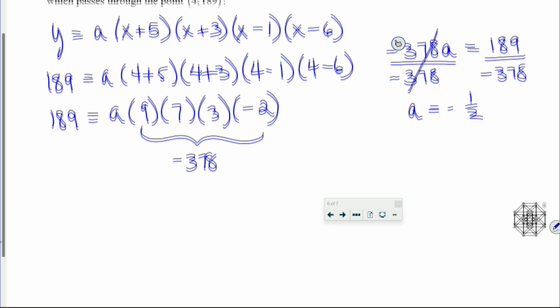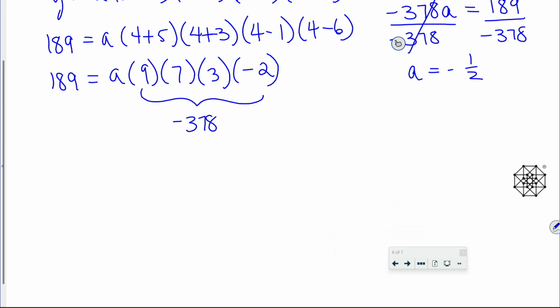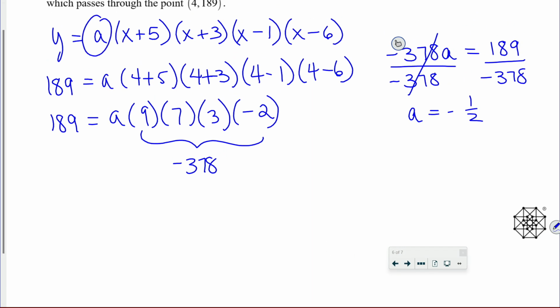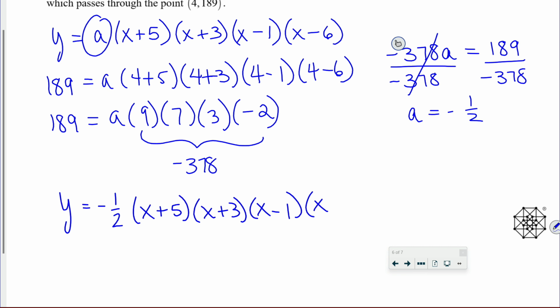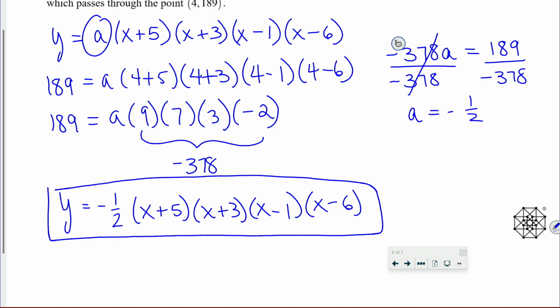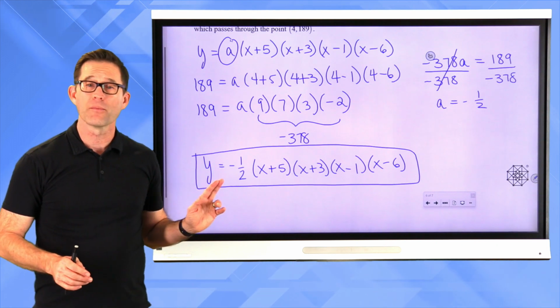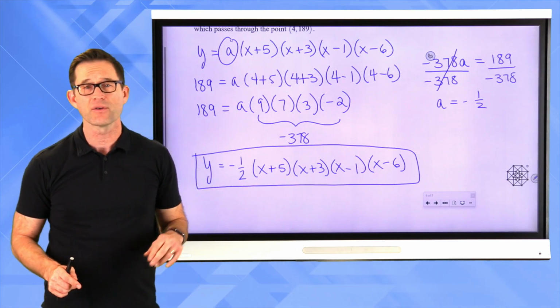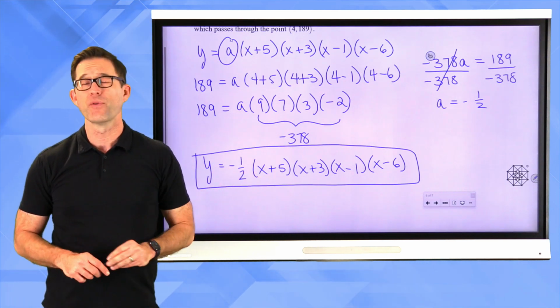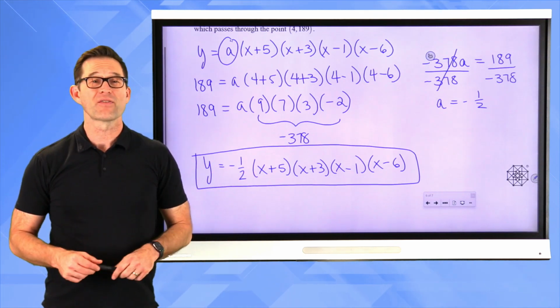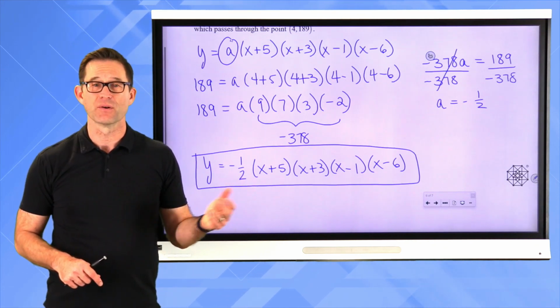And now the factored form of my polynomial I get by just putting that value back in here. y equals -1/2 times x plus 5 times x plus 3 times x minus 1 times x minus 6. And again, I want to emphasize this is the factored form of the polynomial, not the polynomial written in standard form. You can imagine, to write the polynomial in standard form, you'd have to multiply all 4 of those factors out, then distribute a -1/2 through that final answer. But we like the factored form because we can see all of the zeros in it.